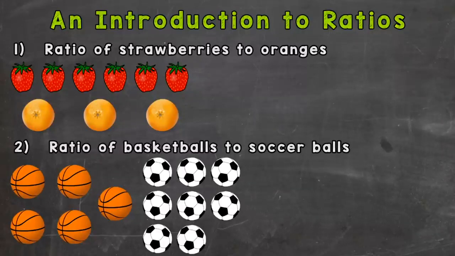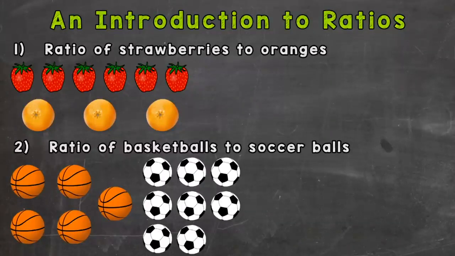Now, when we're talking ratios, a ratio shows the relationship between different amounts. So we're going to take a look at the quantity of one thing, the number of something, compared to the number of something else. So for example, number 1, we have the ratio of strawberries to oranges. We're going to compare the quantity or number of strawberries to the quantity or number of oranges. And there's a few different ways we can write these ratios out.